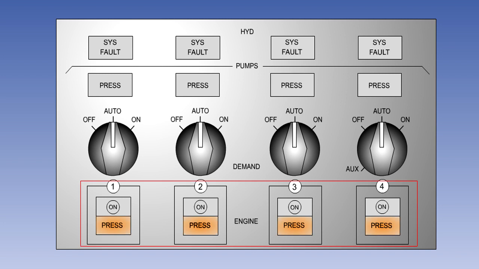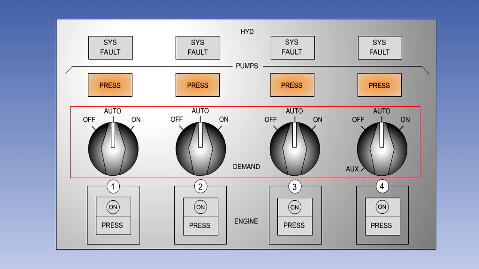The push buttons control the engine-driven pump depressurizing valves. They have pump low-pressure lights integrated in them. The rotary switches control the electrically or pneumatically powered backup pumps, with their respective low-pressure lights above.